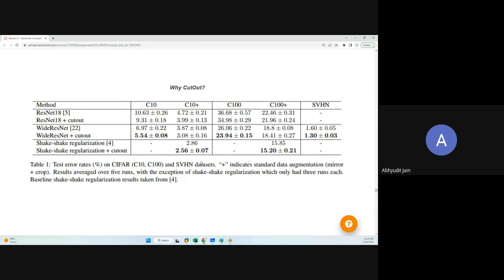What is C10, C10 plus, etc.? Sorry, these are okay. C10 is CIFAR 10. C10 plus is CIFAR 10 plus additional data. C100 is CIFAR 100 and CIFAR 100 plus additional data. Are these data sets? These are data sets. So you can cheat, right? Let's say you want to increase your accuracy in CIFAR 10. Why don't you train your network on some other data set, including CIFAR 10, and then prove that you're better on CIFAR 10? That's what people started doing in between.